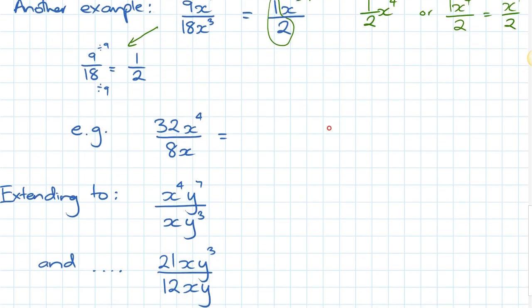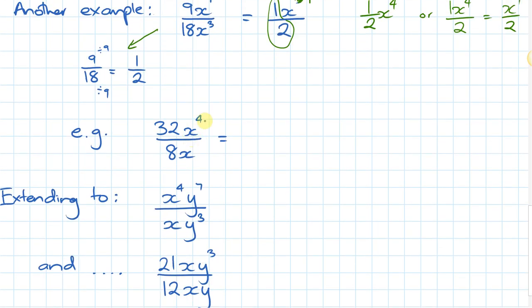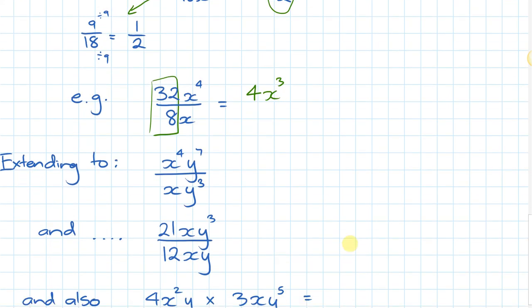Okay, a couple more examples. 32x to the power 4 divided by 8x. So 32 over 8 simplifies to 4. x to the power 4 divided by x will give me x to the power 3. So 4x to the power 3 is the final answer there.